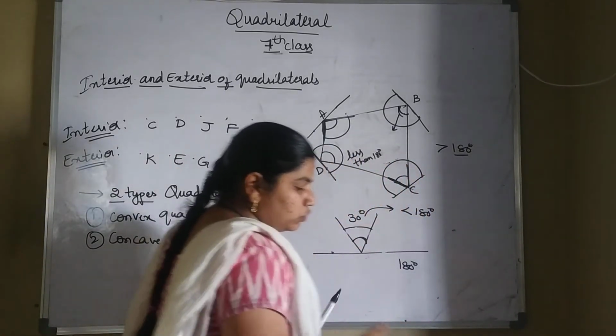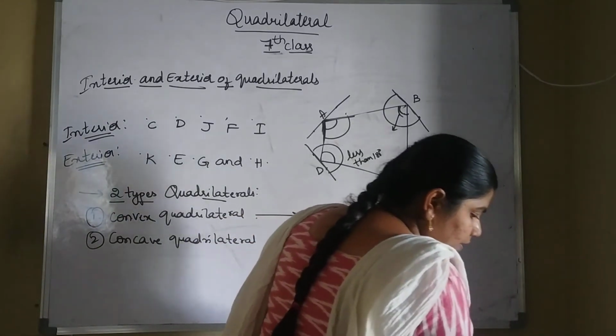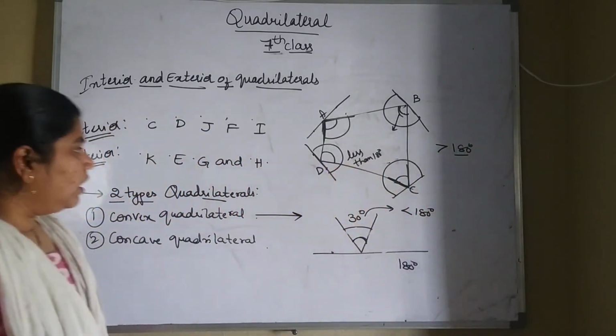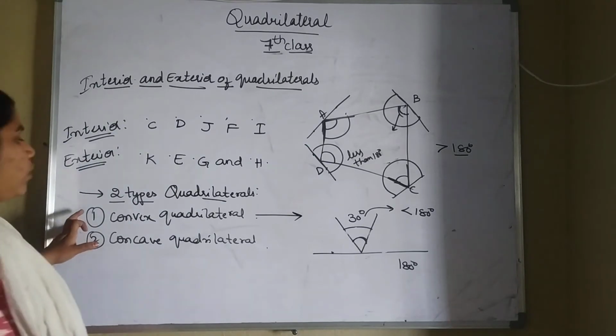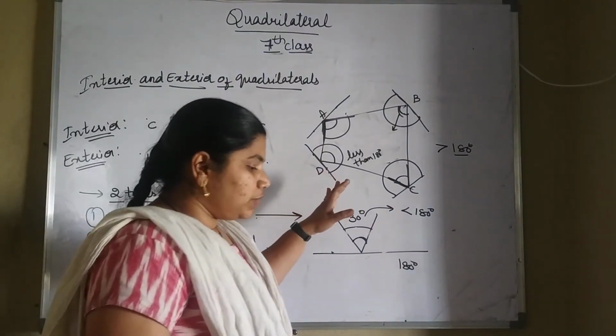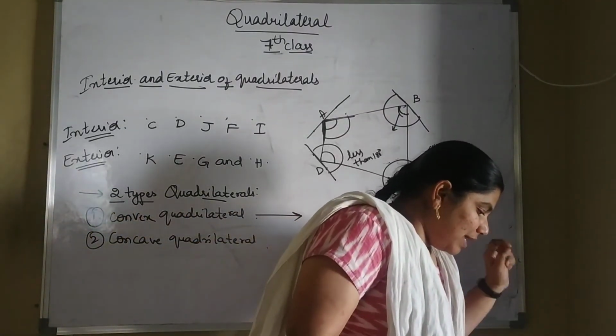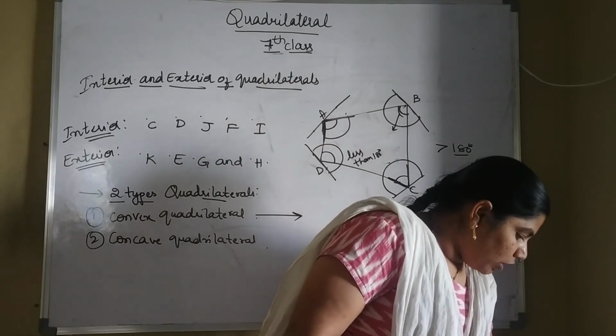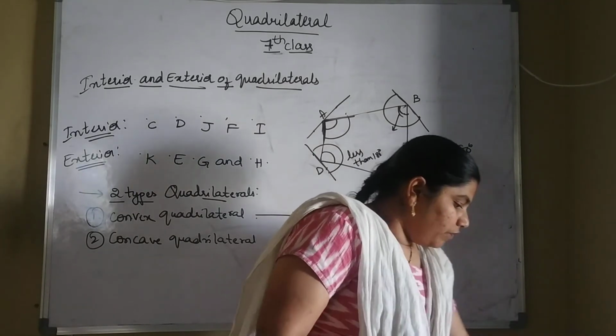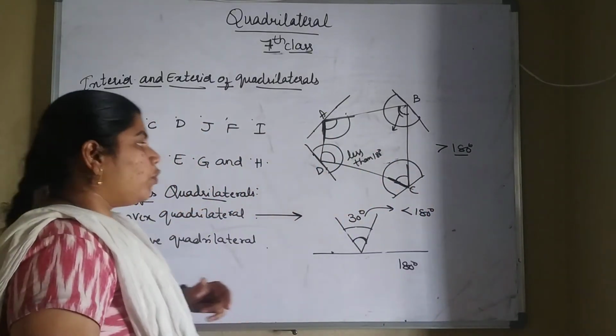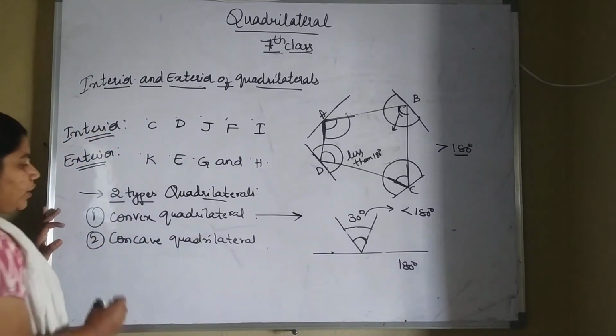So what do you mean by convex quadrilateral? Convex means if the angles are less than 180 degrees, we will call it a convex quadrilateral. Next is concave quadrilateral.